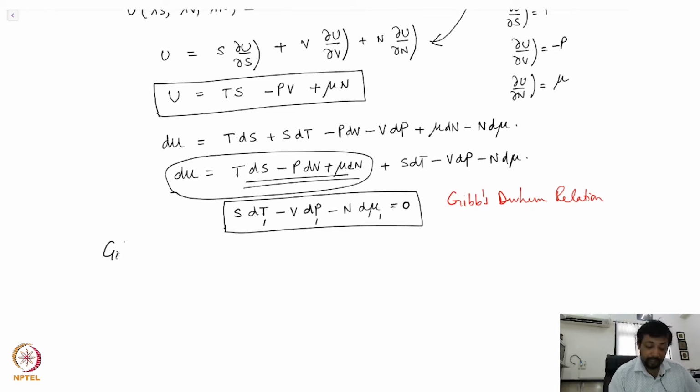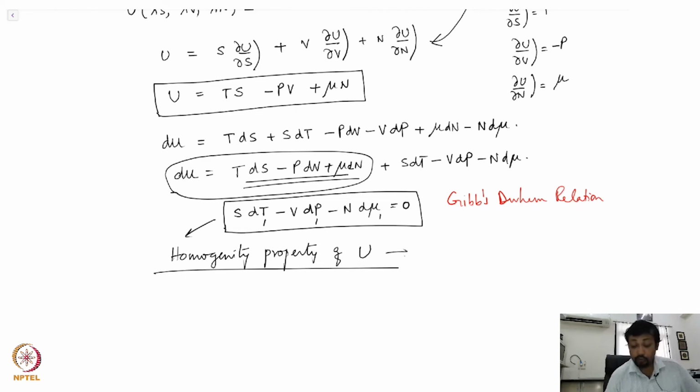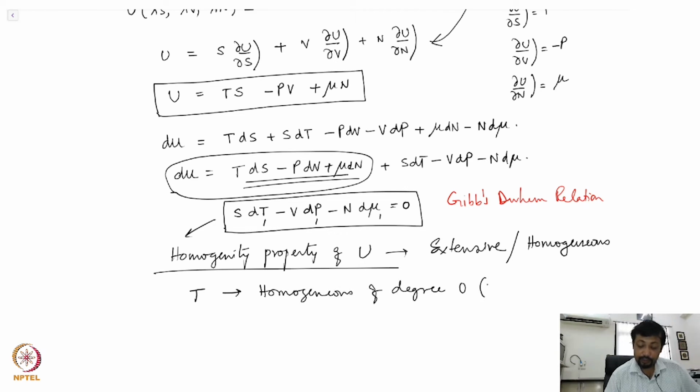What is also interesting to note is that this is nothing but a consequence of the homogeneity property of U. If U was not extensive, it wouldn't be homogeneous, and therefore you cannot write down this. You cannot write down a Gibbs-Duhem relation if U was an intensive variable. Temperature is an intensive variable, therefore temperature is homogeneous of degree 0, that is, k is equal to 0.